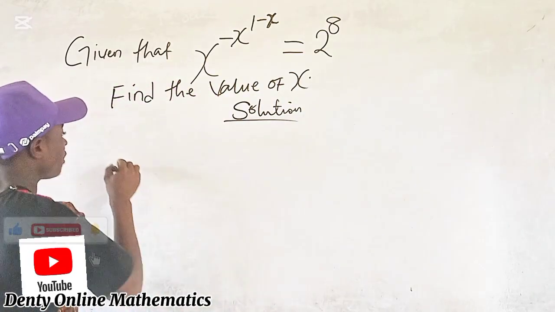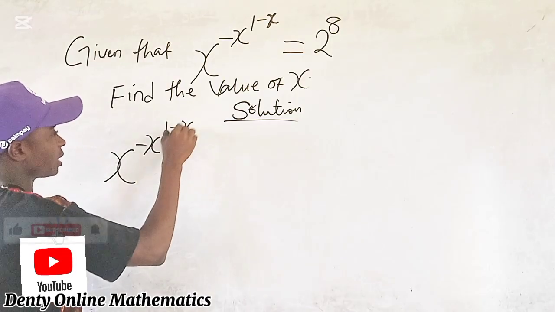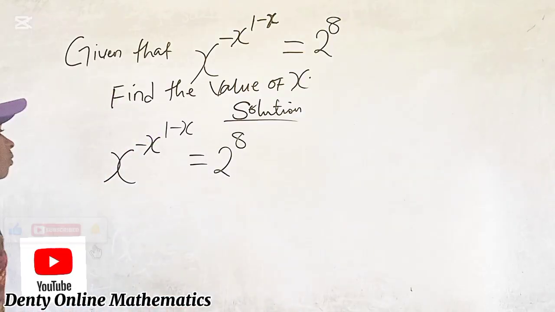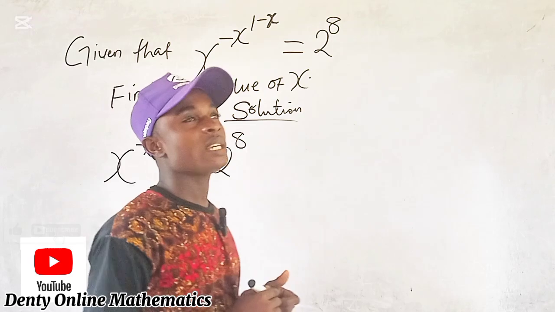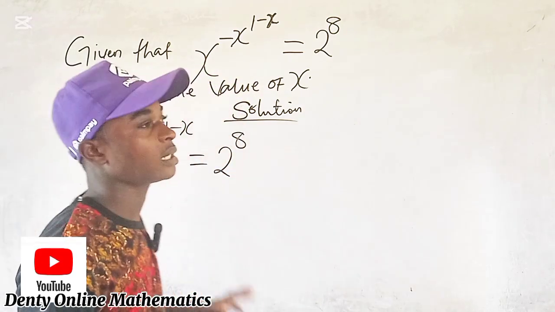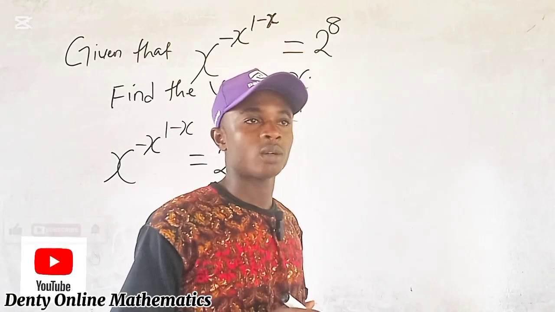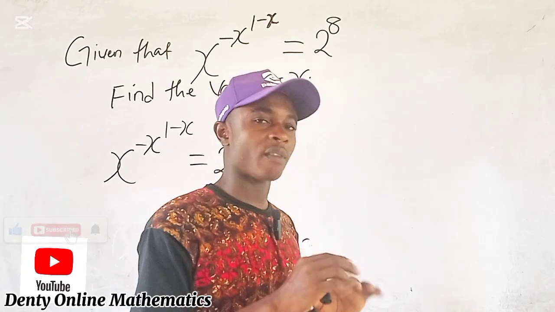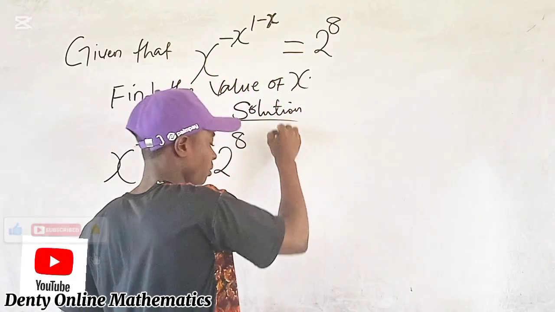Alright, we have x raised to the power of minus x raised to the power of 1 minus x, all of this equal to 2 raised to the power of 8. Now, this is what we need to know. When we see a problem involving exponents or powers, it means we need to apply the laws of indices. We must apply the laws of indices that will make us arrive at our final destination. You get it? So now let's see how we can go about this.